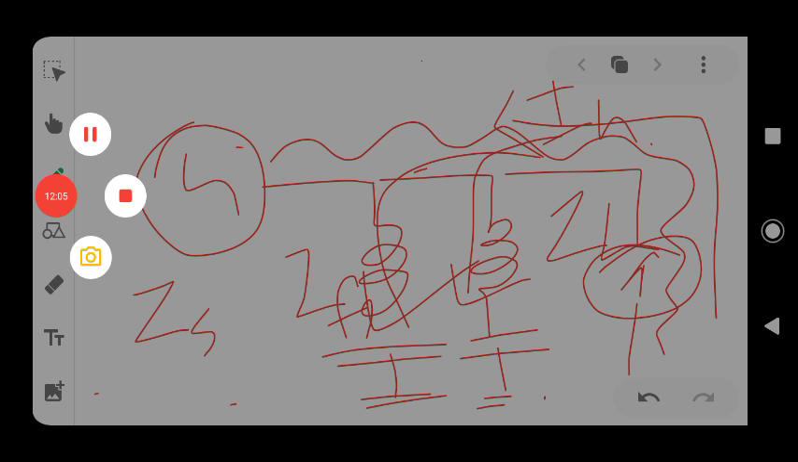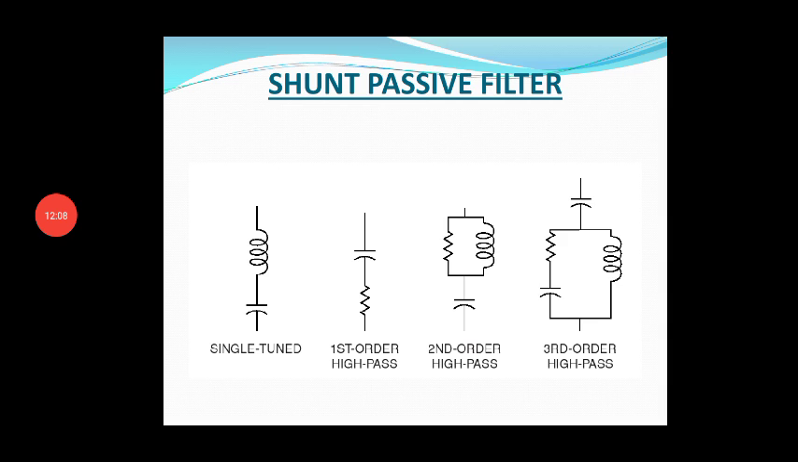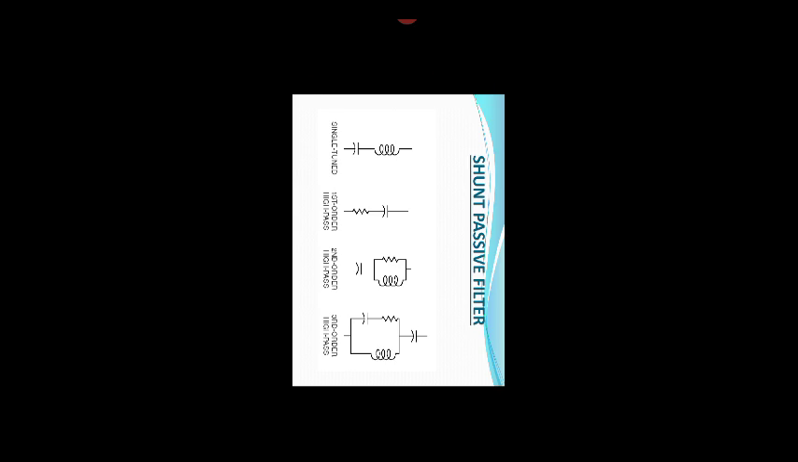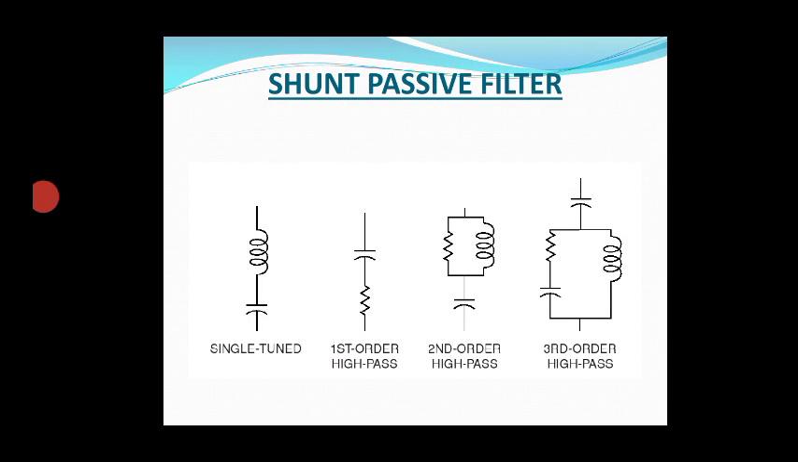Okay, fine. Now we have seen about the shunt filter, single tuned filter, first order. Now we see different types of filter in detail. We have already seen one filter, that is the single tuned filter. Now we see about the first order filter, second order high pass filter, first order high pass filter, and we see the design of the second order high pass filter.